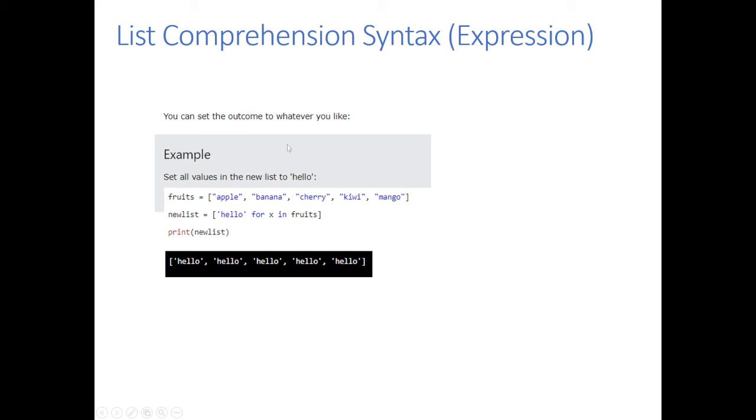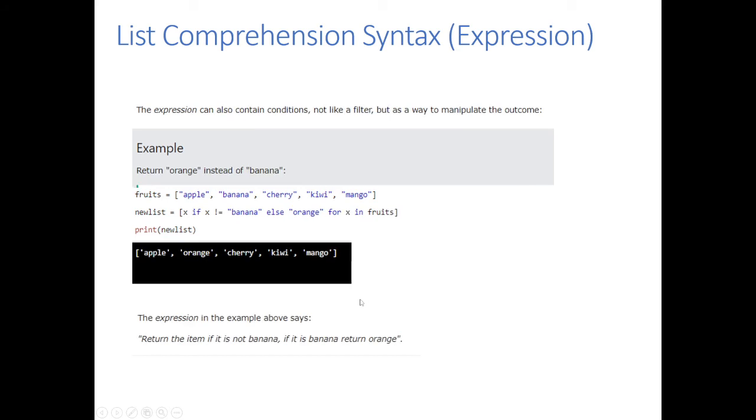You can set the outcome to whatever you like. Let's say, for example, fruits equals apple, banana, cherry, kiwi, mango. New list equals hello for x in fruits. This will be the expression that will be added to the list. Even though we have these items here, this is still what will be added to the list. That's why if you print new list, the list only contains the word hello.